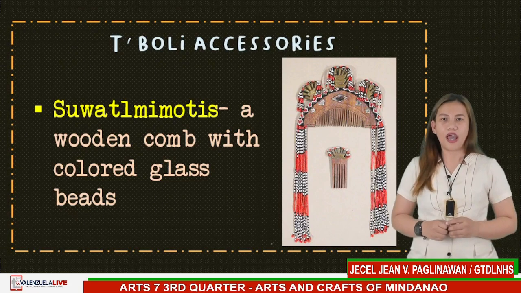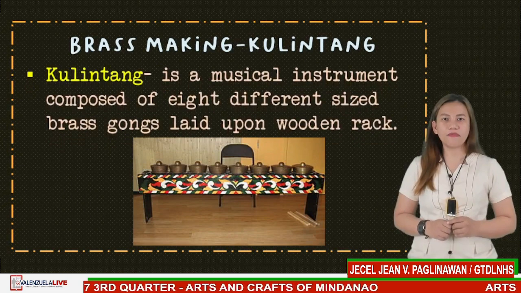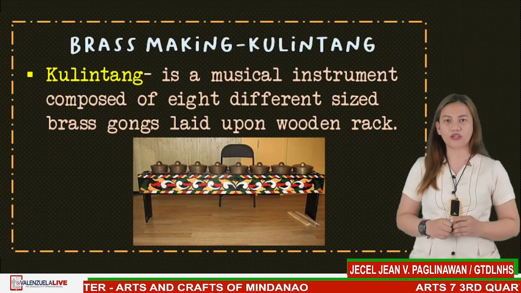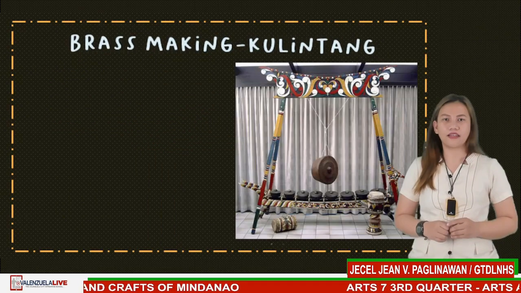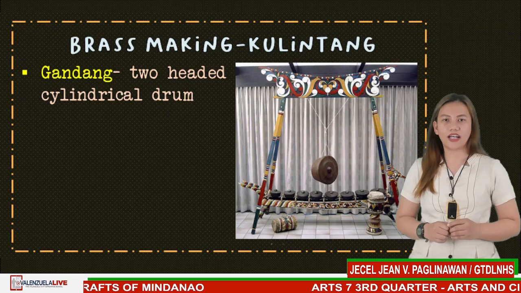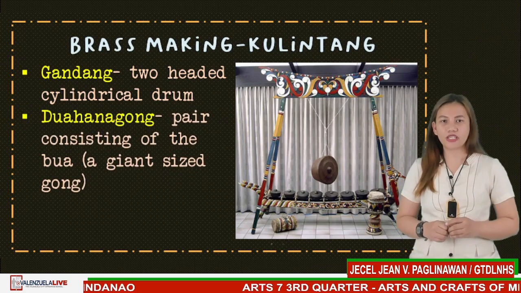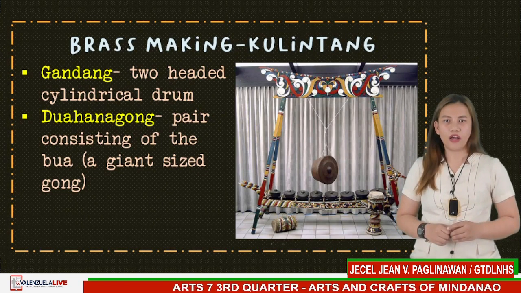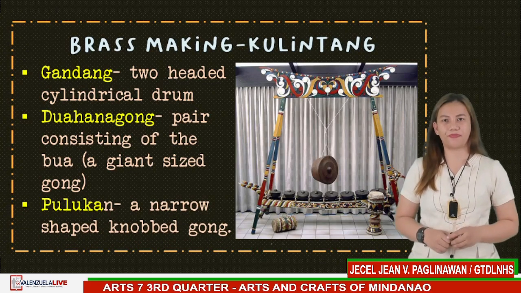Brass making. Kulintang, a musical instrument composed of eight different sizes of brass gongs laid upon a wooden rack. Gandang, two-headed cylindrical drums. Wahanago, a pair consisting of a buwa, a giant-sized gong. Pulakan, a narrow-shaped knob gong.